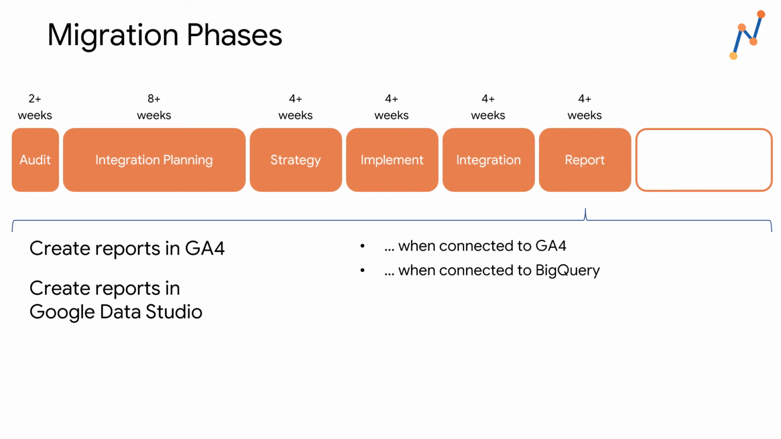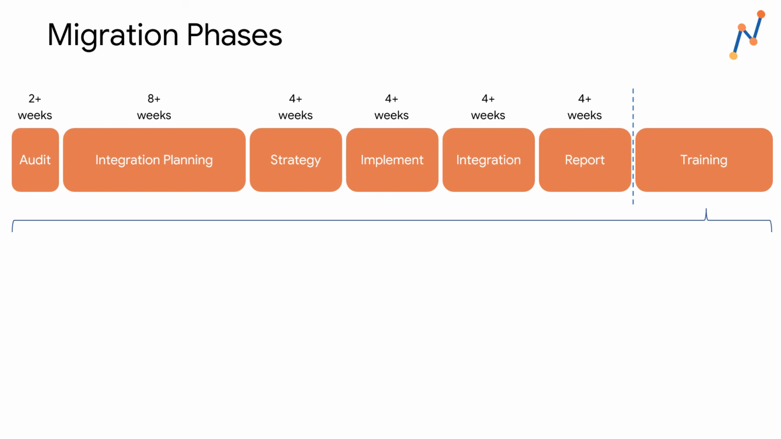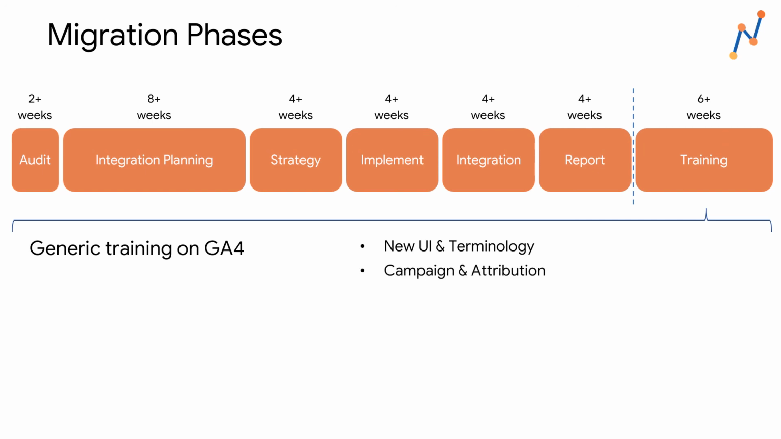And the last phase in the migration process, which is optional but highly recommended, is called training. This phase can last from some days up to several weeks, depending on how many people need to be trained, what their skill level is, etc. But basically, your people should attend a generic training on GA4, which covers things like getting familiar with the new UI and the terminology regarding new dimensions and metrics, or how to implement campaign tracking and attribute the credit to channels, or the differences between standard reports, customized reports and explorations, or how to configure GA4 to your needs, and much, much more.